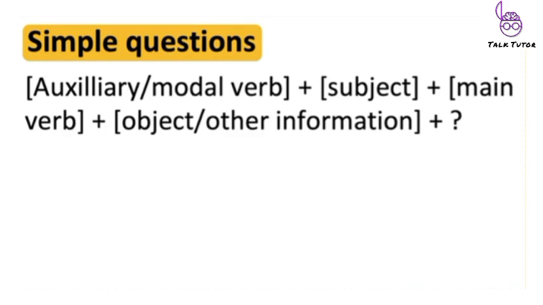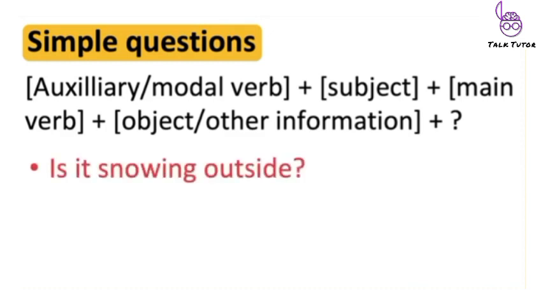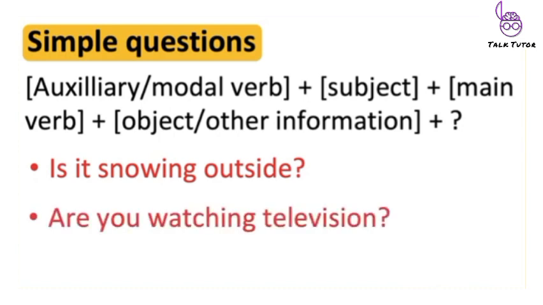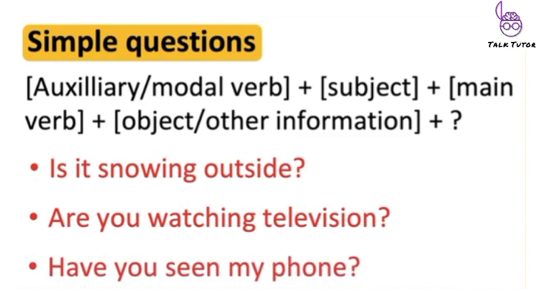For example, is it snowing outside? Are you watching television? Have you seen my phone? So each of these questions would require a yes or no answer. Is it snowing outside? Yes. Or yes, it is. Are you watching television? No. Or no, I'm not. Have you seen my phone? Yes. Or yes, I have.